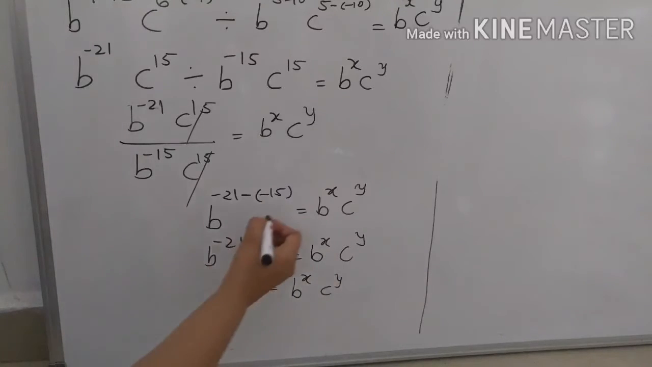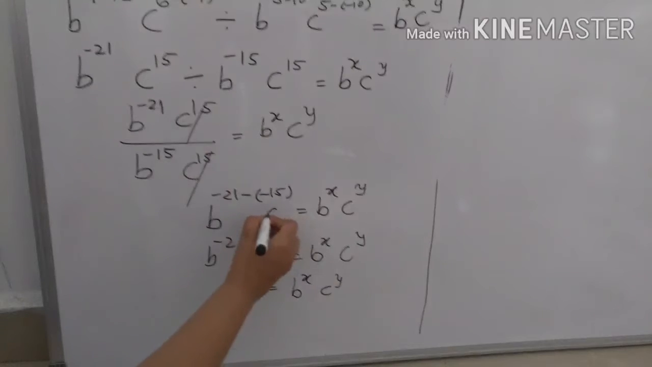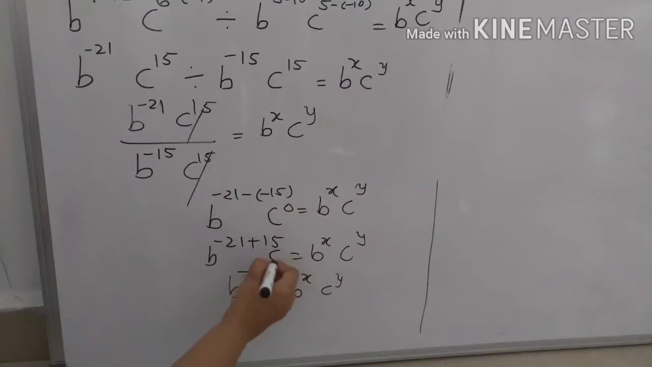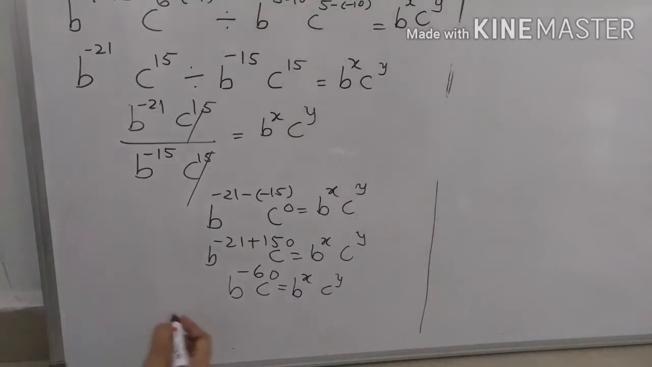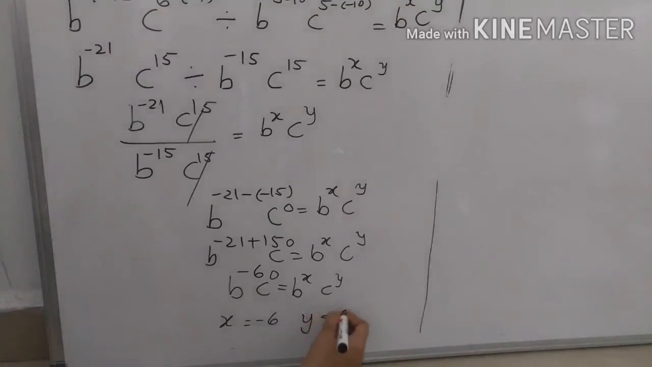Now here, instead of c, we can write c raised to 0, c power 0. I am writing here also c raised to 0. Why am I doing so? Because I want to compare the powers of b and c both. So comparing powers, x is equal to minus 6 and y is equal to 0. So by this, c raised to 0 is kept, you should understand.